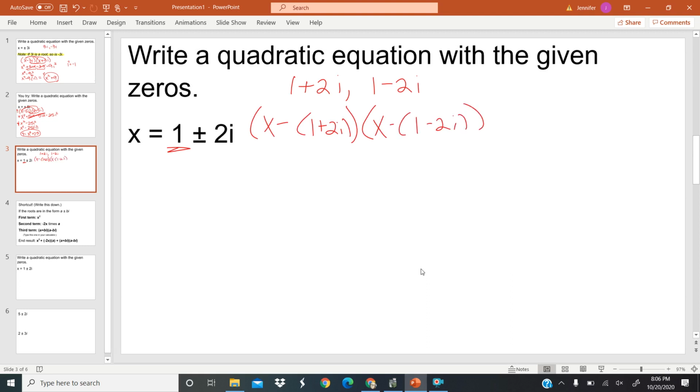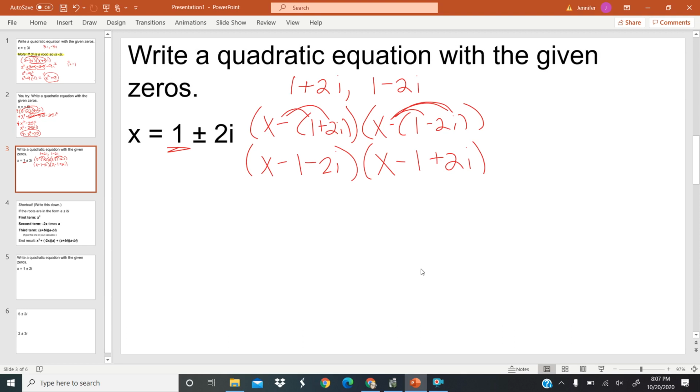So the first thing I'm going to do, so that I don't have two sets of parentheses for each of these factors, is distribute these negatives into my factors. So for my first factor, I'll have x minus 1 minus 2i. For my second one, I'll have x minus 1, and then my negative distributed to negative 2i is going to give me plus 2i. So now I have two trinomials that I have to multiply together.